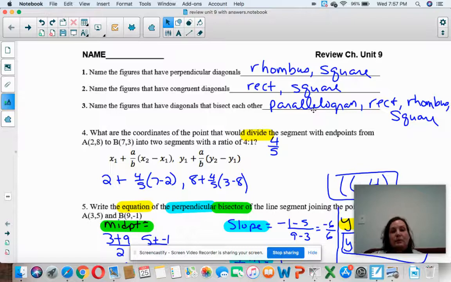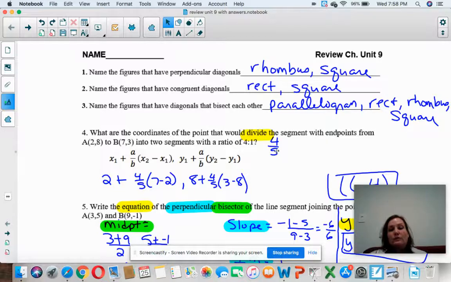All right, question 4 deals with partitioning. Now, how do I know that? If you see the word partitioning or dividing, see how I highlighted this word dividing? I'm dividing a segment with endpoints A (2, 8) and B (7, 3) into two segments with a ratio of 4 to 1. There are 5 parts total, so a ratio of 4 to 1 means 5 parts.